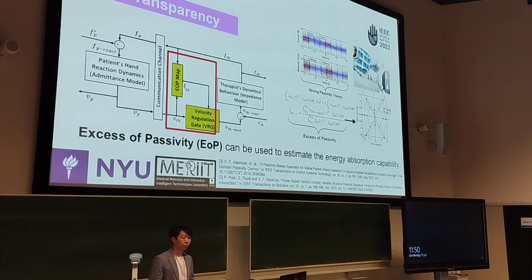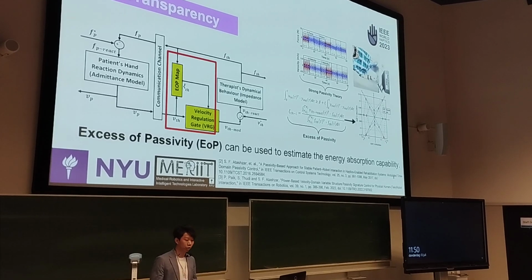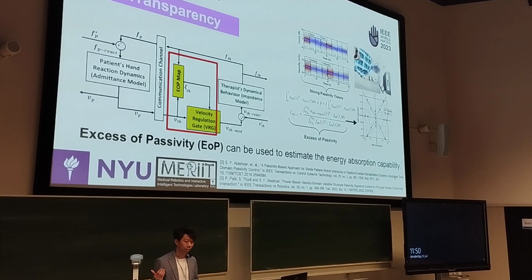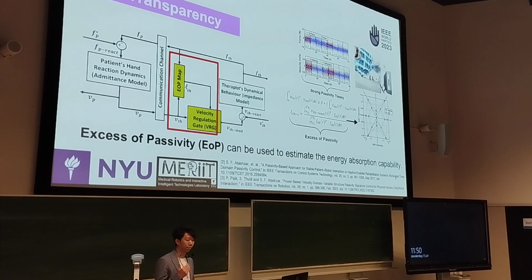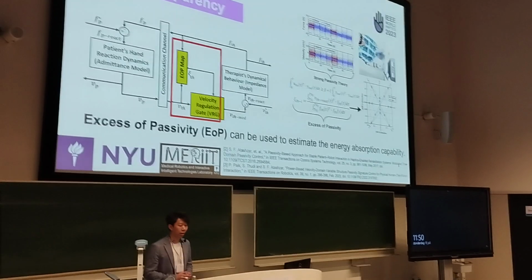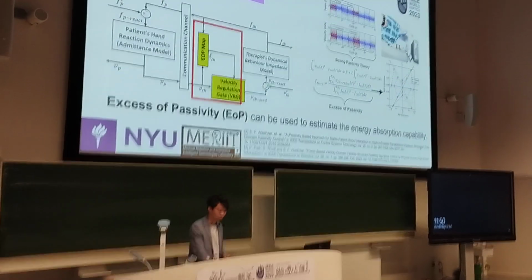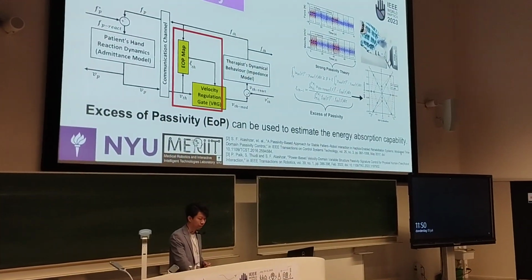So they use this amount of energy margin to absorb the energy that is supposed to be dissipated by the stabilizer, resulting in less activation of the stabilizer, and that gives better transparency. And more detail can be checked in our recent paper published in IEEE Transactions on Robotics.